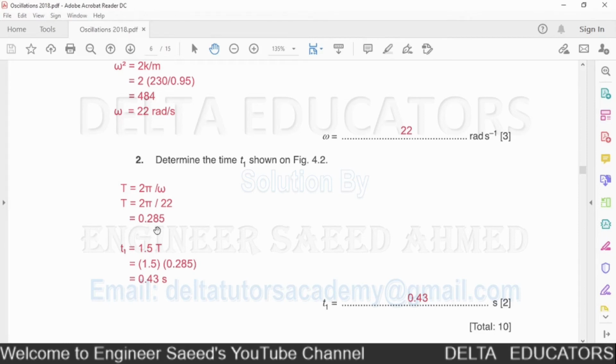Now as discussed, T1 is equal to 1.5 T. So in place of this capital T, we can substitute 0.285. And by solving this one, we will get the answer 0.43 second. So here we can say the time T1 is equal to 0.43 second. Okay, it is the end of the question.